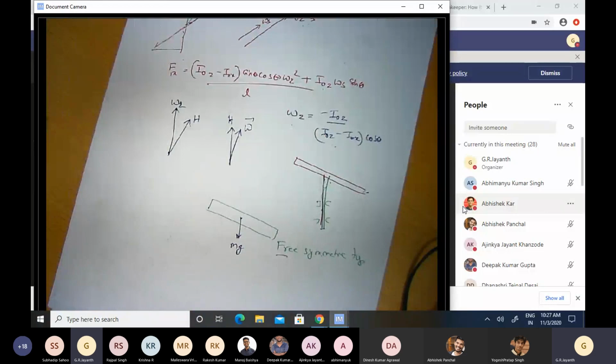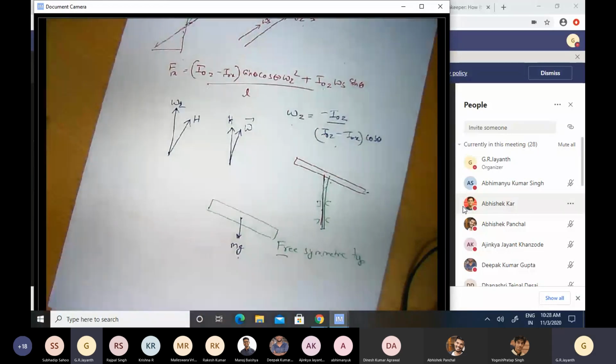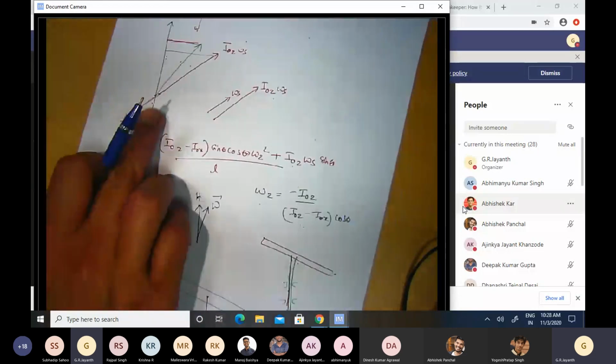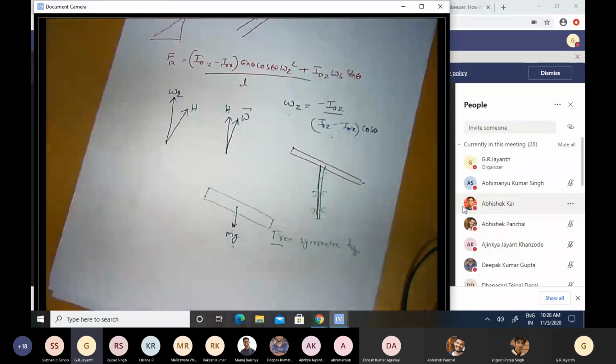Okay, but it is still considered a free symmetric top because this force does not apply any moment. We are doing all these analyses about the center of mass, and therefore this force does not apply any moment about the center of mass, and therefore this is considered a free symmetric top.